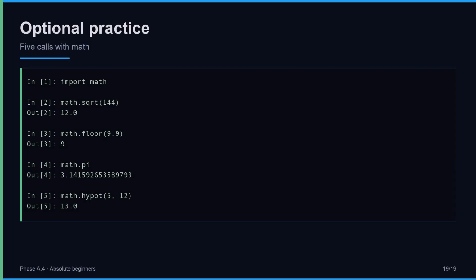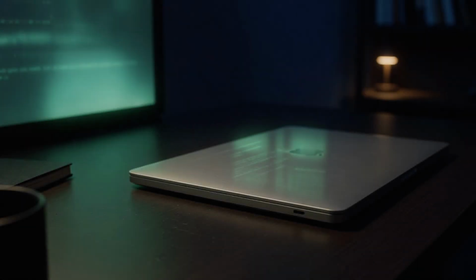If you want a quick practice, try 5 calls with math. sqrt of 144, 12. floor of 9.9, 9. pi, the number pi. hypot of 5 and 12, 13, because 5 squared plus 12 squared is 169, and sqrt of that is 13. 5 small calls. When that feels comfortable, you have used a standard library module for real.